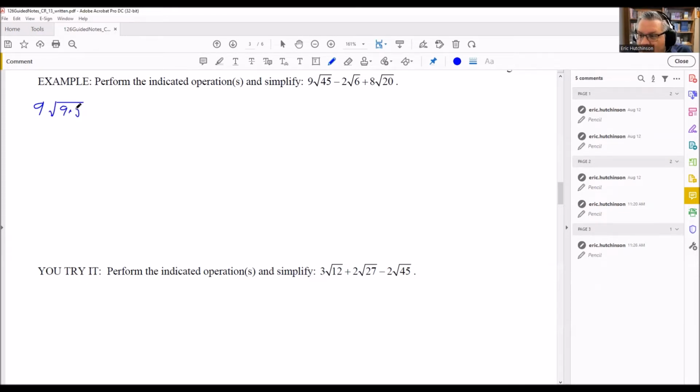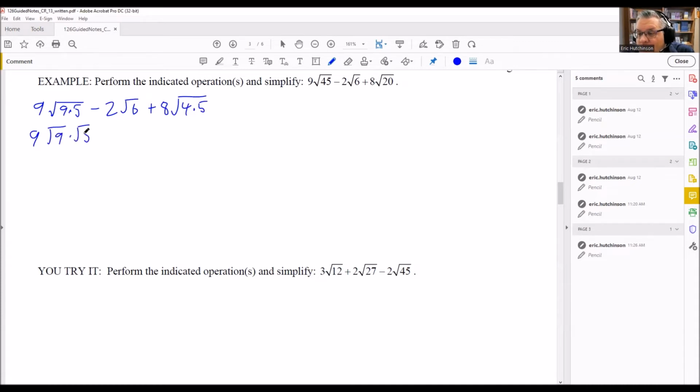So 9 times 5 would be the pair we want to use because we can take the square root of 9. So we'll leave that for now. 2 square root of 6, can't do anything with that. And then the 20, we'll write this out as 4 times 5 because we know we can take the square root of 4. Now we're going to apply the product property for the radicals here.